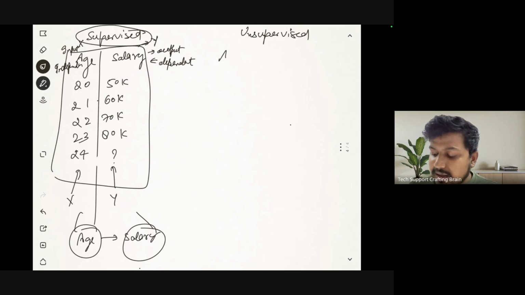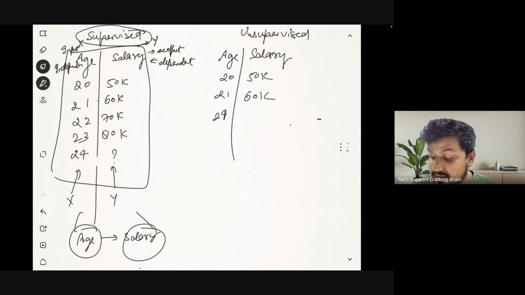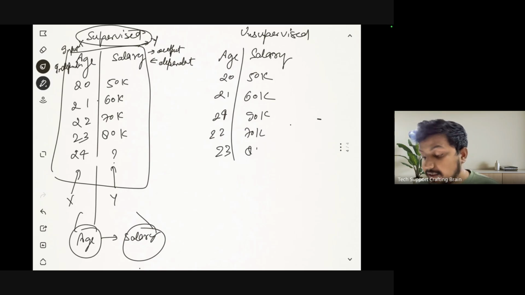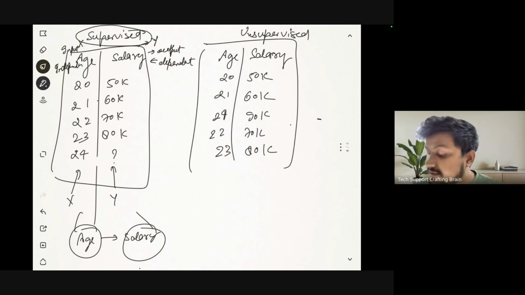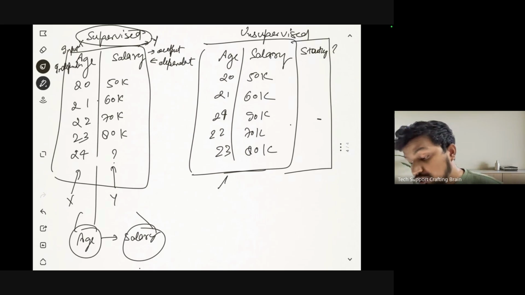Now, another example I'm taking, right? Age and salary. Age is 20, salary is 50K. Age is 21, salary is 60K. Age is 24, salary is 90K. Age is 22, salary is 70K. Age is 23, salary is 80K. This is my data set, guys. What I wanted to predict is whether the person is rich or poor, based upon his age and salary both.